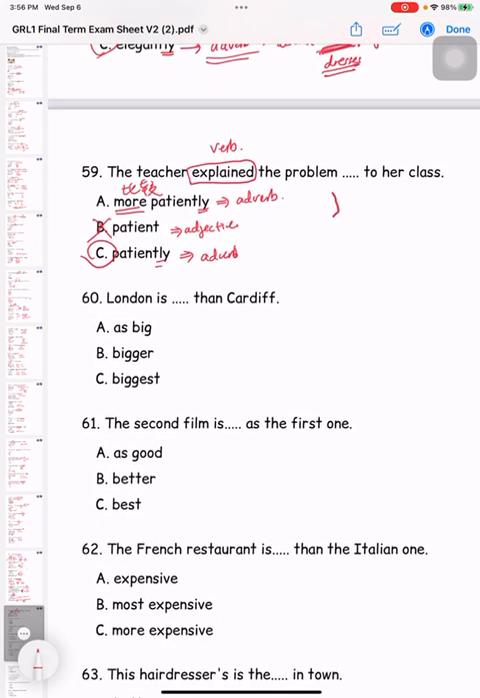Okay, 60. London is what than Cardiff? Now this is to compare something. This is London and this is Cardiff. We are comparing, London is bigger than Cardiff. That means two things only. When we are comparing two things only, we should use comparative. Comparative usually comes with the ending ER. So B, bigger than, is the comparative. Okay, that's all for part 3.